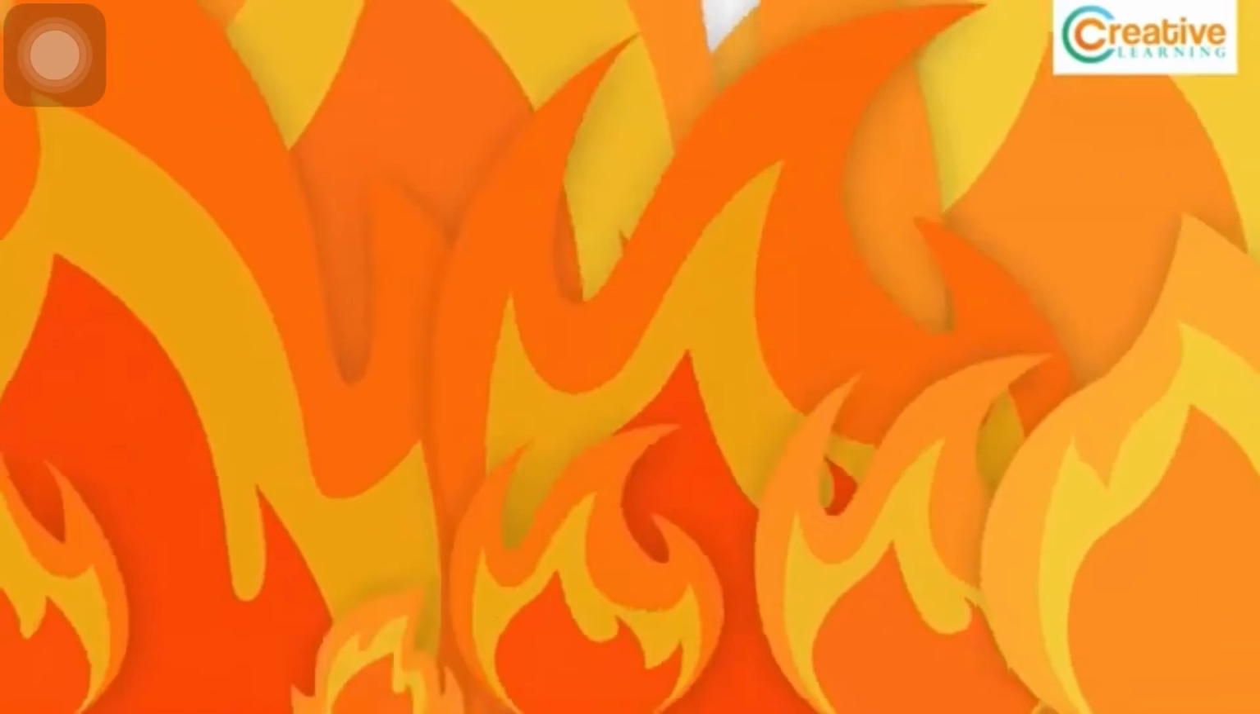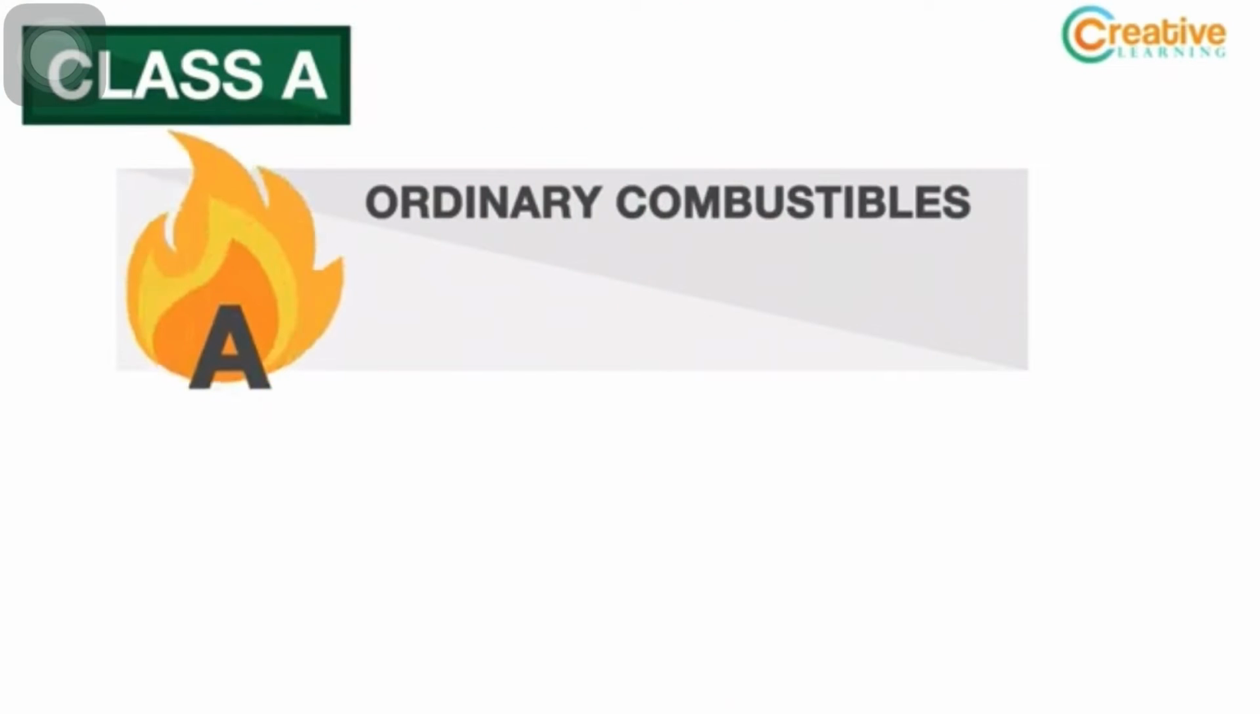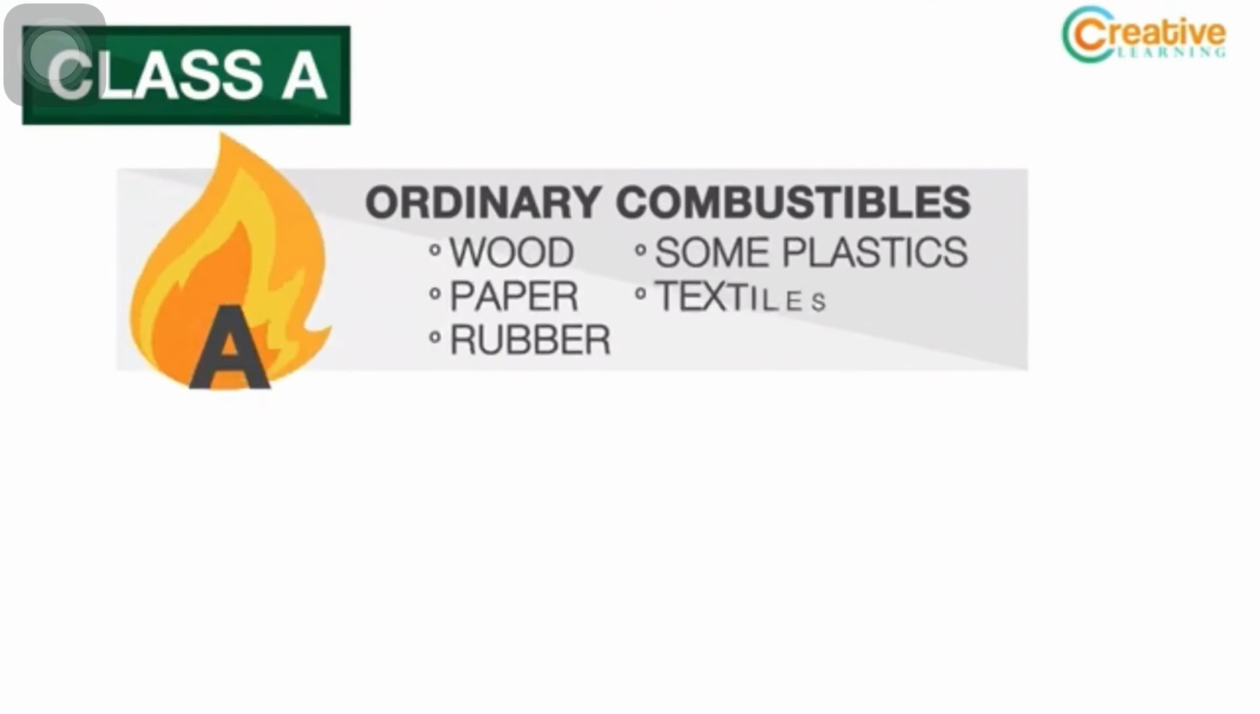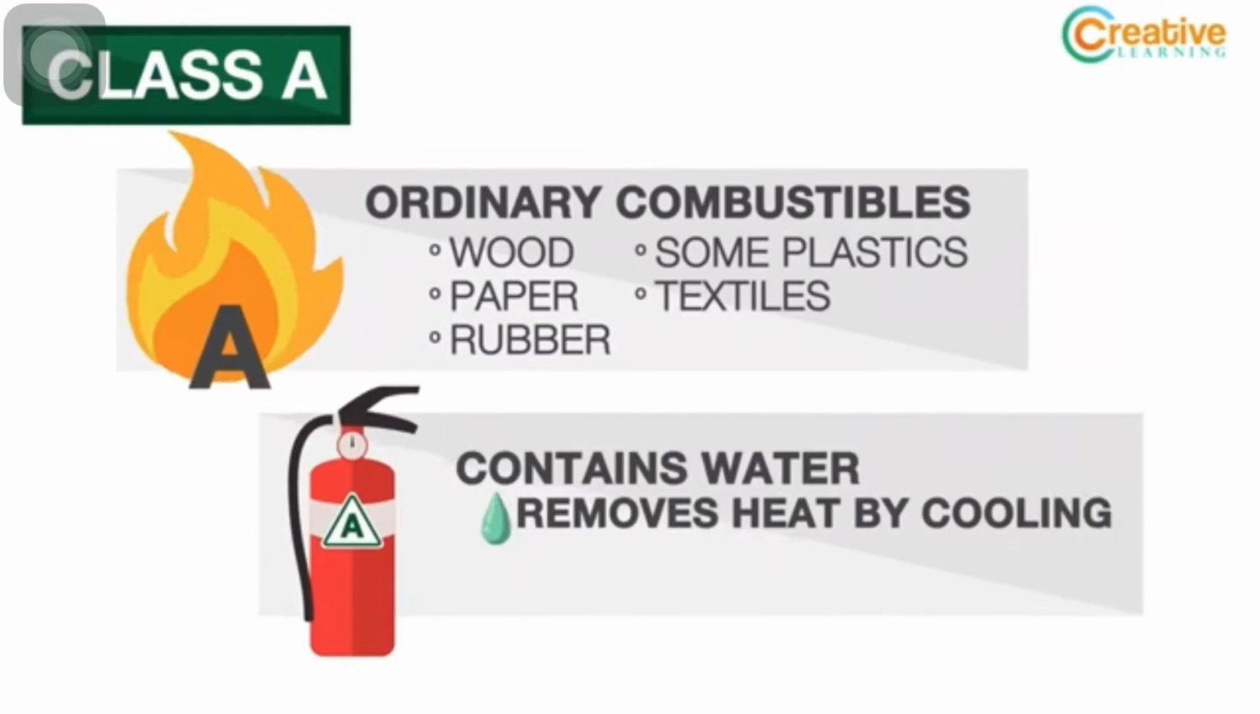Okay, so let's check out each class of fire and which extinguisher to use. A Class A fire consists of ordinary combustibles. A Class A fire extinguisher contains water to remove the heat from the fire by cooling it.